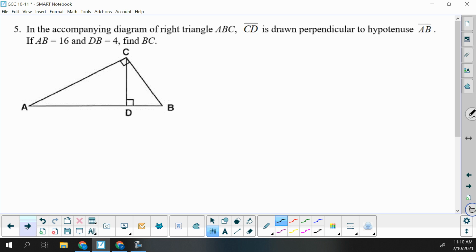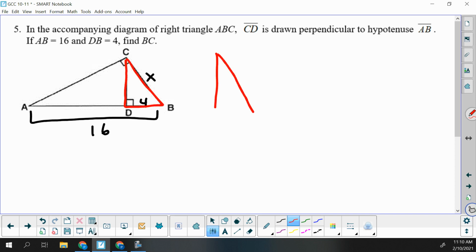Moving over to 5. We've got our proportions here that we want to work with. So we have AB is equal to 16. DB is 4. And CB is x. So, red triangle, we're going to have 4 and x. Blue triangle, if we orient it the same way, like tip it to its right, we don't know anything it looks like.